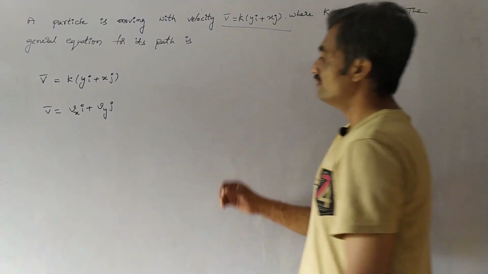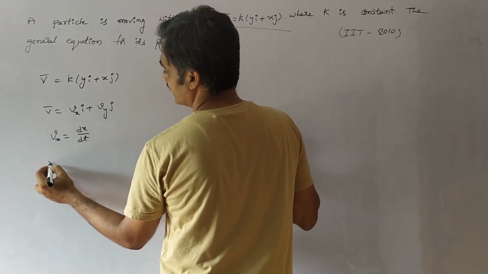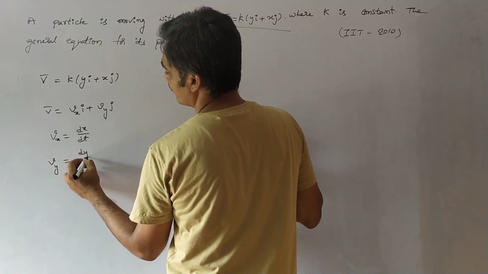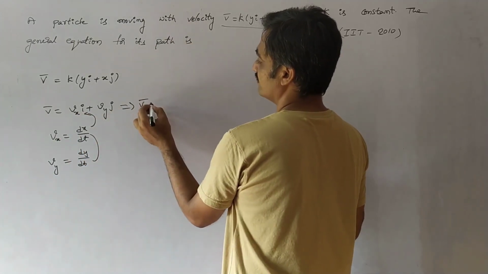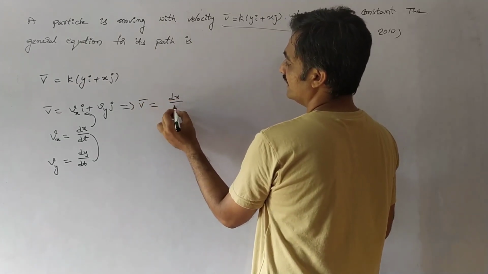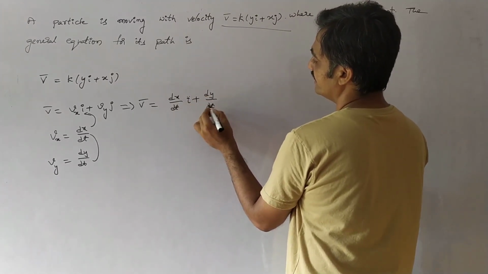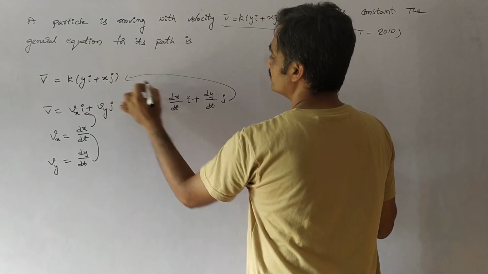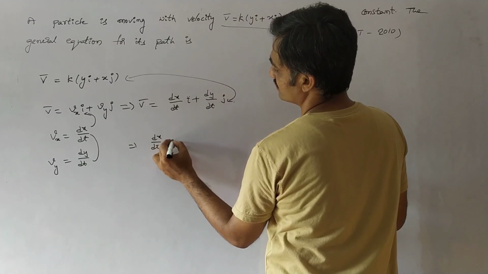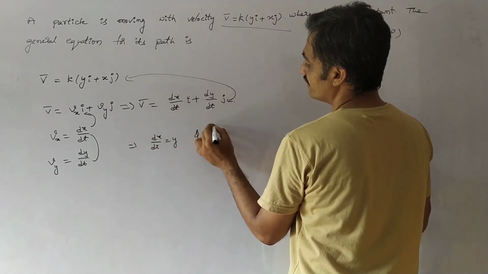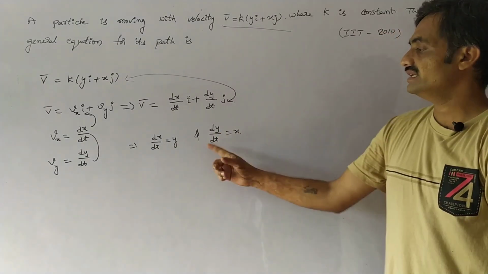Where we know that v suffix x is equal to dx by dt and v suffix y equals dy by dt. If you substitute these two equations in this equation, then we can represent v bar equals dx by dt into i plus dy by dt into j. So if we equate both these equations, then we can write dx by dt equals y and dy by dt equals x.